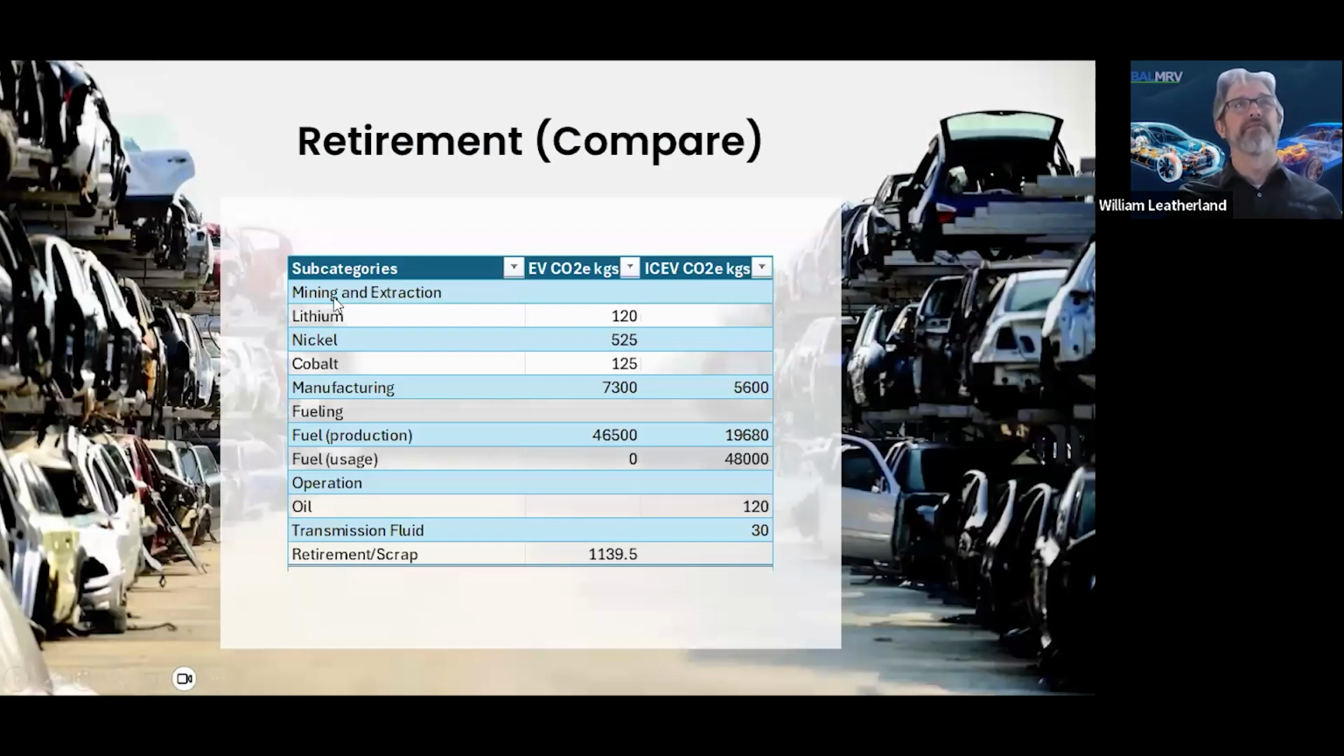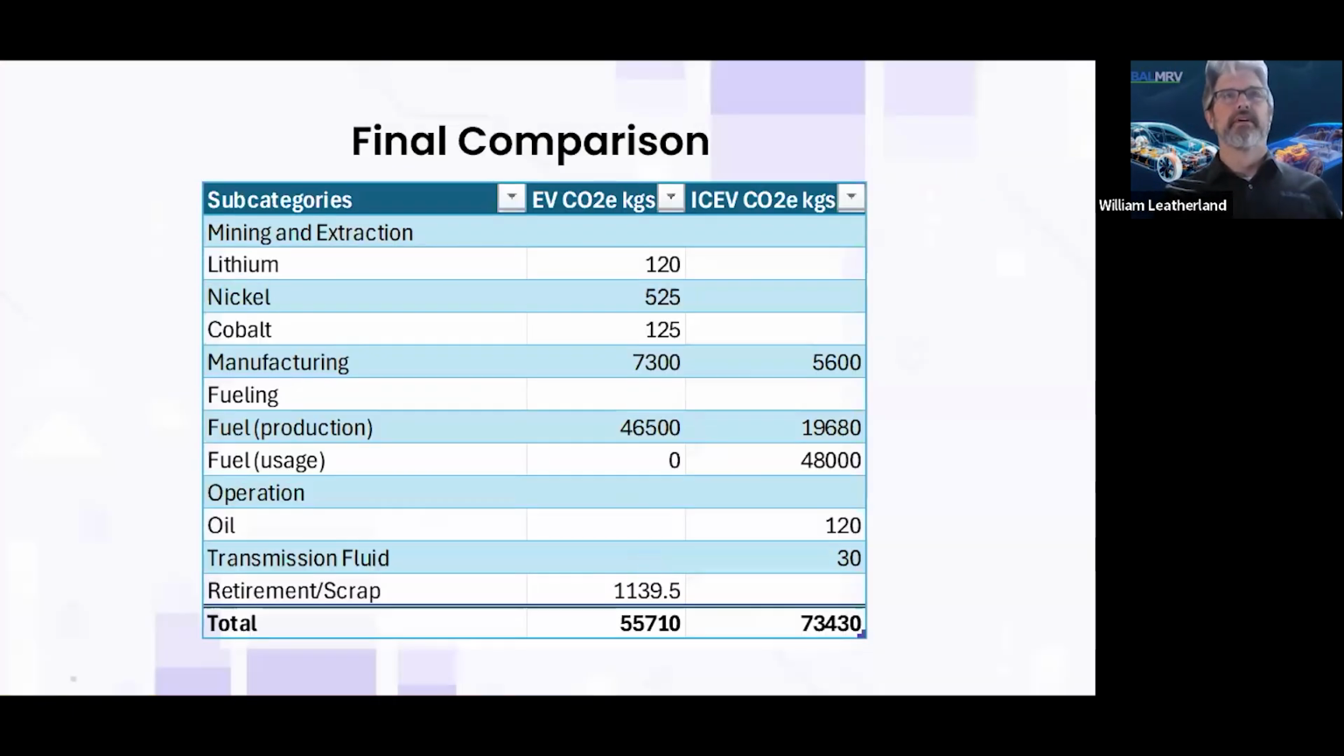So this is where we have right now: mining and extraction, manufacturing, fuel production and fuel usage, operation, oil and transmission fluid, and the retirement scrap. I put 1,139 here. It should have been 59. That's really not going to throw off our number by maybe 0.1%. So when we get to our final comparison, you'll see that for the EV, it's 55,710 kilograms of CO2 equivalent. For the ICEV, 73,430 kilograms of CO2 equivalent.